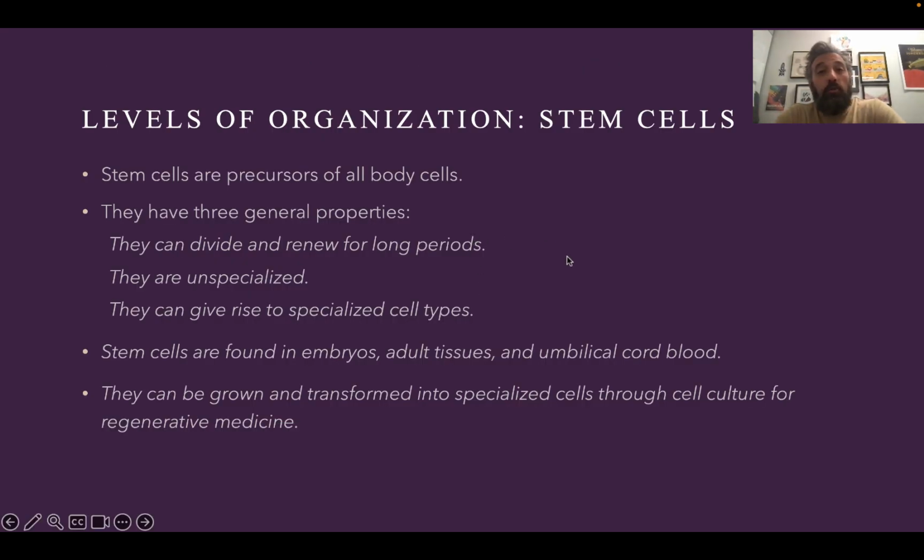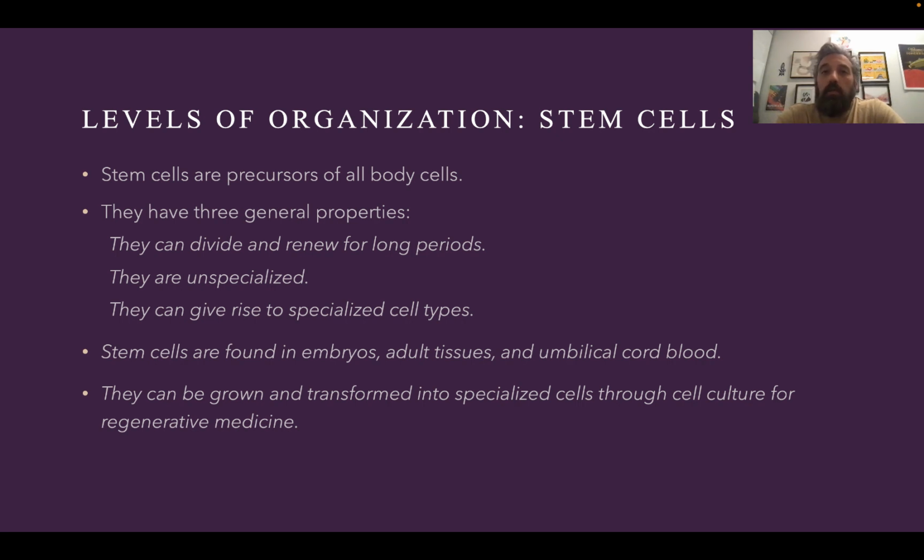Stem cells are really important to know about. Stem cells are precursors of all different types of body cells, and they have a variety of different types of names of stem cells and a variety of potencies, so to speak, depending on what they can actually become later on. Generally, they can divide and renew themselves for very long periods of time.